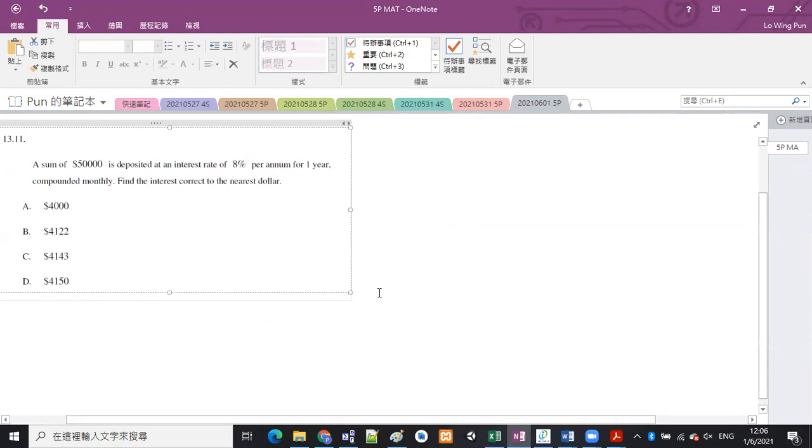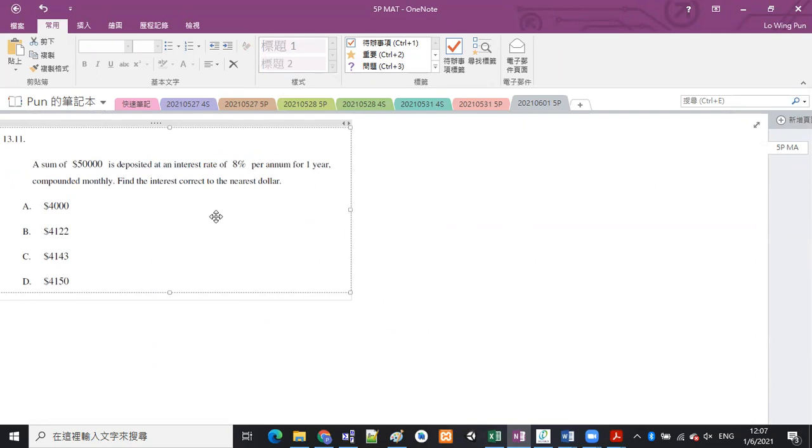A sum of $50,000 is deposited at an interest rate of 8% per annum for 1 year, compounded monthly. Find the interest correct to the nearest dollar. Okay. So can you see that it is about compound interest because it said that it's compounded monthly. So it's not about simple interest.